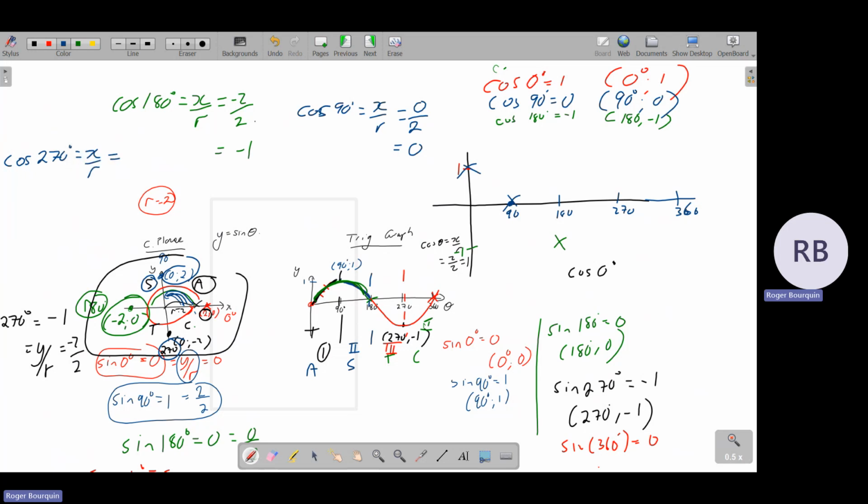At 270, what's my x coordinate? 0. Your x coordinate is 0, because you've got nothing across, so it must be 0. So it's 0 over 2, which is 0, right? So on this graph, cos of 270 is equal to what? It's equal to 0. So what's the point? Where is that? It's over there, right? Go to the last one. 360 is the same as 0.